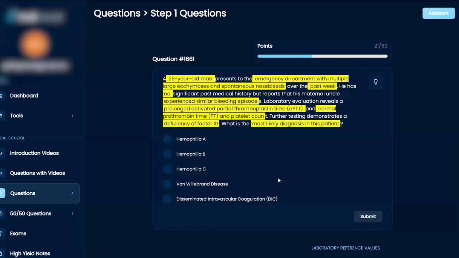And von Willebrand disease, I don't think this is the case because von Willebrand disease is just like you have an obviously von Willebrand factor deficiency, and the deficiency here is in factor 11. So I believe that's hemophilia C. It's been a while though, so I'm gonna say that's probably the right answer.